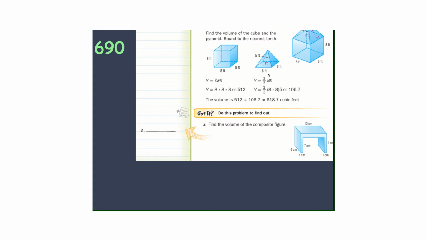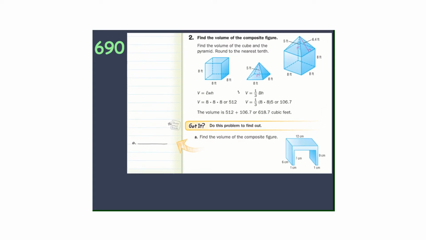Number 2. Let me slide this down here a little bit. Find the volume of this composite figure. Again, they broke it into two pieces. Let me get my pen here. So this is a cube. It's 8 by 8 by 8. If all three sides are the same, you can call it a cube. So 8 times 8 times 8 is 512.